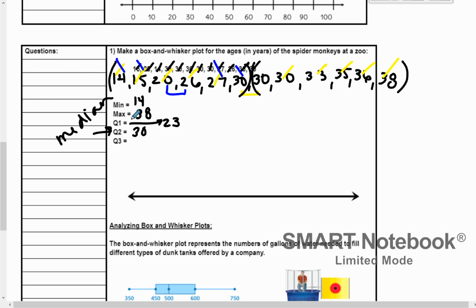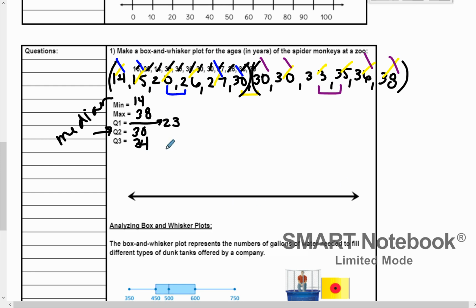All right, too big to squeeze it in there, so I just pulled it out. And then I do the same thing on the other side. Cross off, cross off, cross off, cross off. I've got my 33 and 35, so I would add those together. I would get 68 divided by 2, and I would get 34. That is my Q3. Now that I have my 5-number summary, I can start by making my number line.